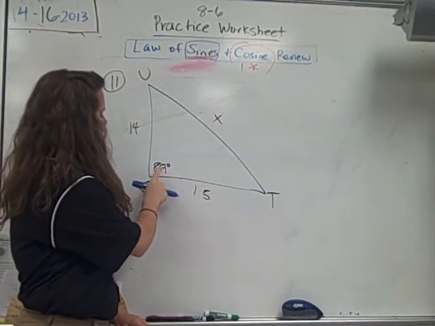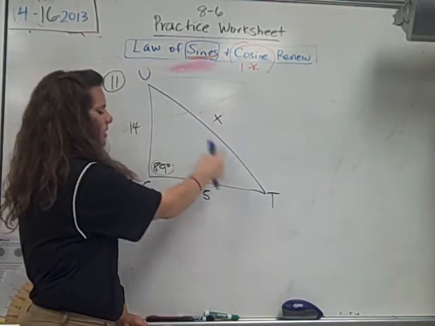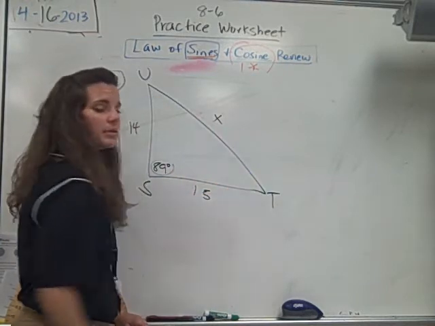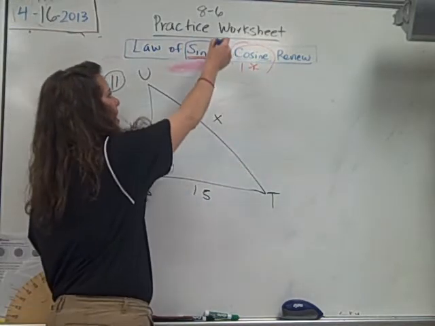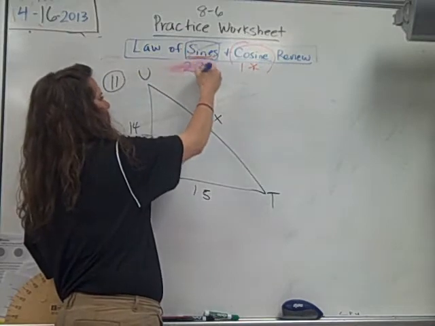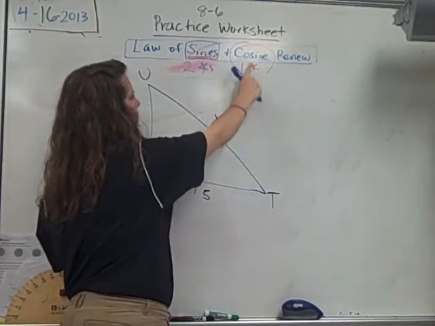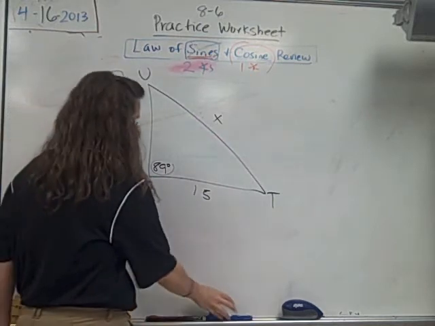You take a look here, and you've only got one angle measure. We don't know this one at U. We don't know this one at T. So in this situation, you cannot use the law of sines because you need two angle measures for that one. If you don't have two angles, you've got to go with the law of cosines for just one angle. Okay? All right, here we go.